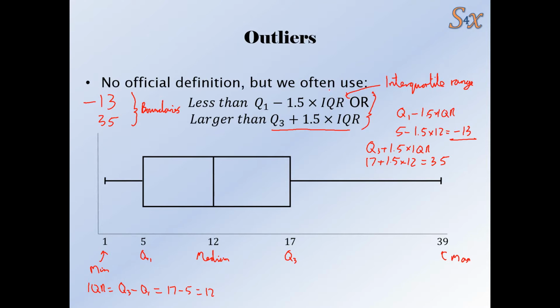And it may vary slightly. Maybe it's 2 times the interquartile range or 1 times the interquartile range. The exam question will always give you the definition, because as I say, there isn't an official definition.